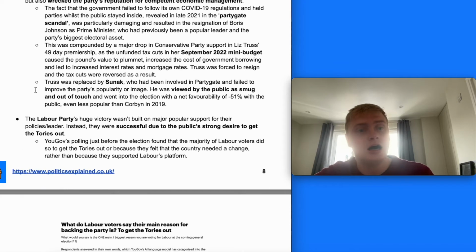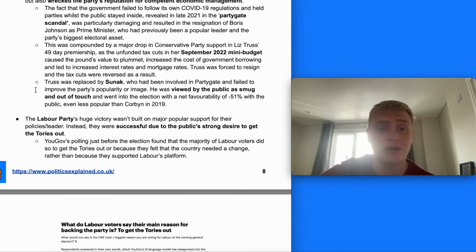In particular, Liz Truss had a pretty disastrous 49-day premiership, as her unfunded tax cuts in the September 2022 mini budget caused the pound's value to plummet, increased the cost of government borrowing, and led to increased interest rates and mortgage rates. And she was forced to resign, and the tax cuts were reversed as a result.